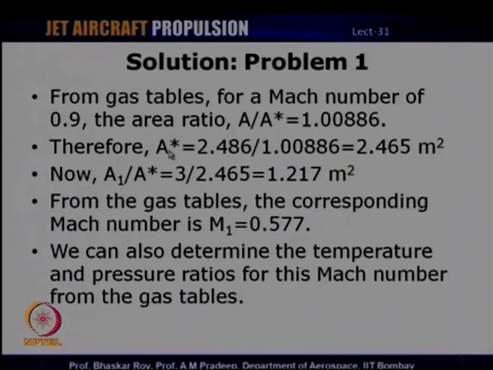So, here A star can now be calculated, which is the capture area, 2.486, divided by 1.00886. If you calculate this, we would get 2.465 meter square.